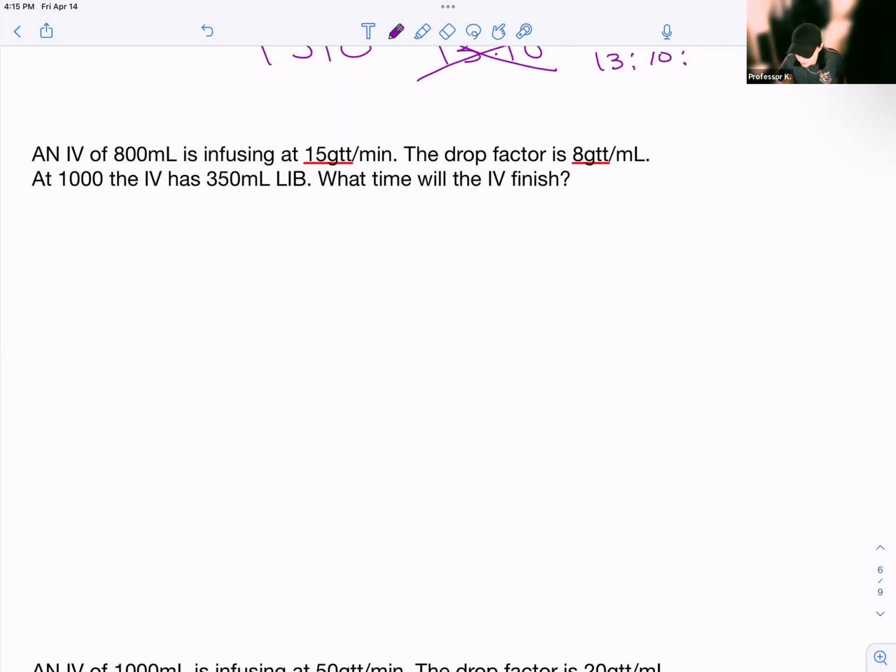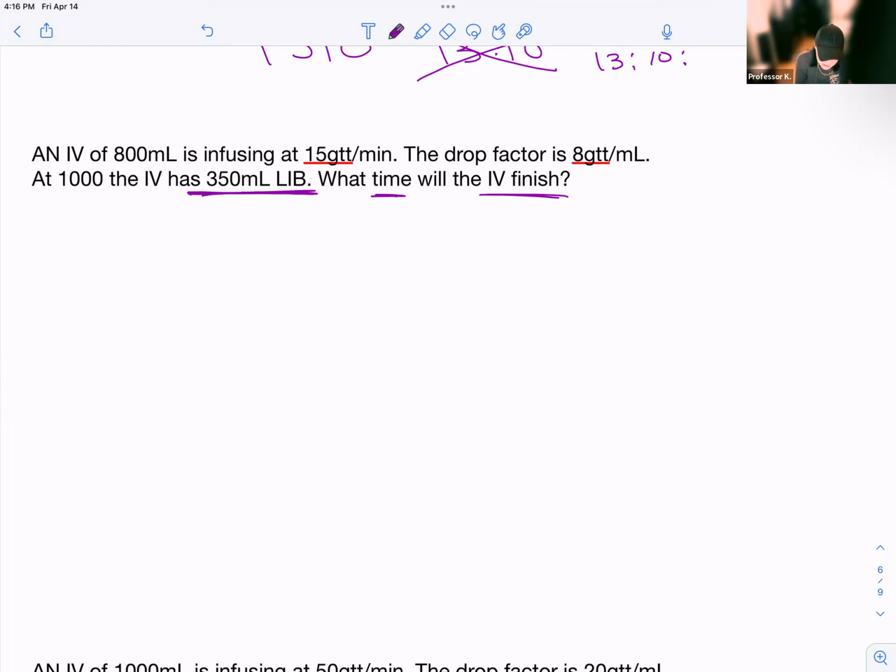Okay, enough. I got a different answer, so let's figure out what is going on. So again, somewhere along the lines, an IV that had 800 milliliters was infusing at 15 drops a minute. The drop factor is 8 drops a milliliter. But at 10 a.m., Professor K walks in the room to do an assessment, and she notices there's only 350 milliliters left in the bag. What time will the IV finish? So Professor K can go back in with a brand new bag.